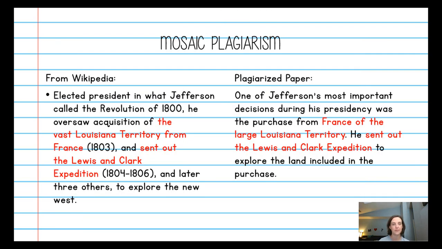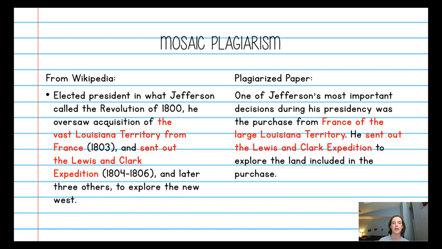Mosaic plagiarism is where you take the essence of what's being said and you keep some of the words, maybe sub out a few, but the structure is still very similar. So in this particular example, we've got an excerpt from Wikipedia on Thomas Jefferson. You'll notice that the red pieces are the pieces that have been plagiarized. The one on the left is the source. The one on the right is the student version.